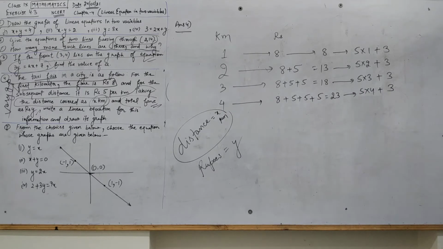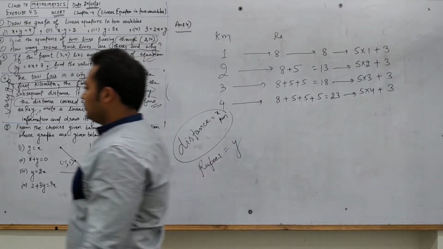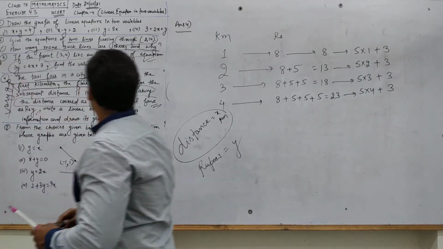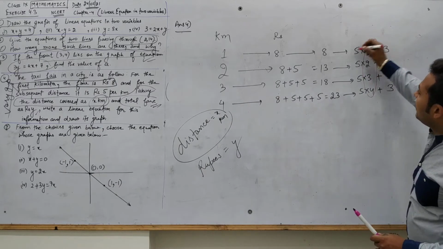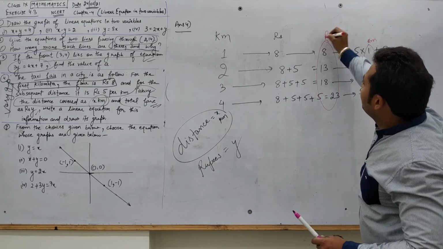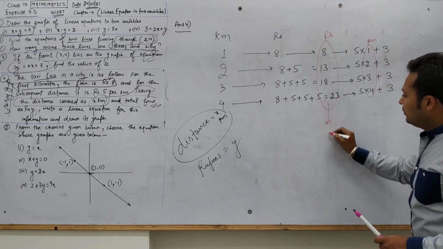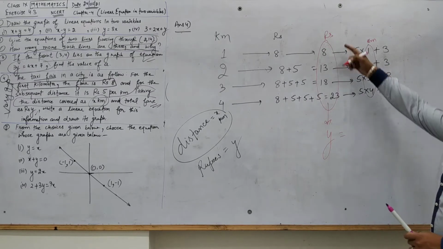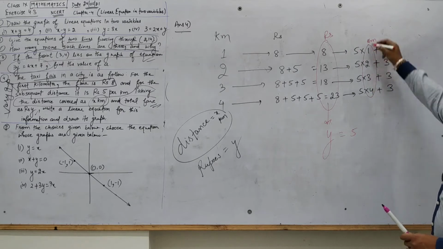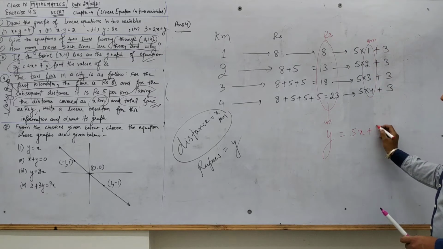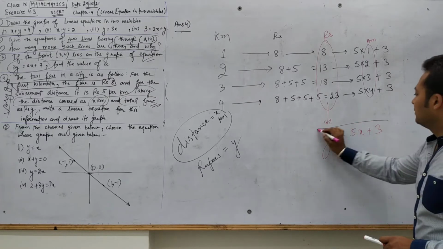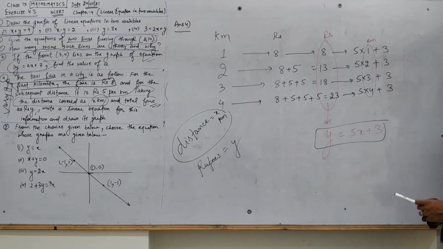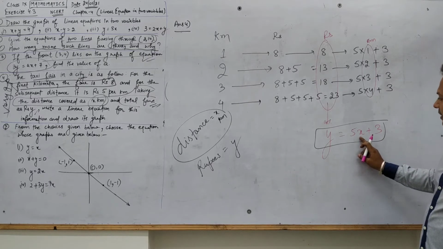Okay bache. Now take these 1, 2, 3, 4 as our kilometers, and this is our rupees, that is value. So we assume that y equals our rupees and x is our kilometers. Okay, so the general equation for this will be y equals 5x plus 3.